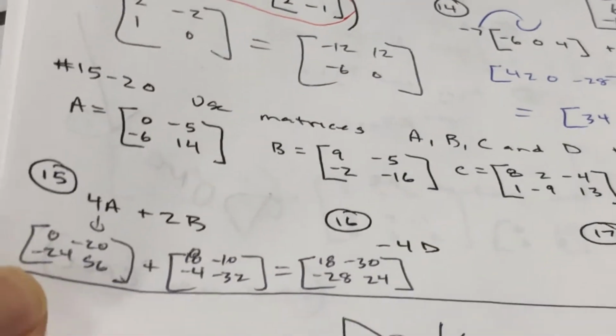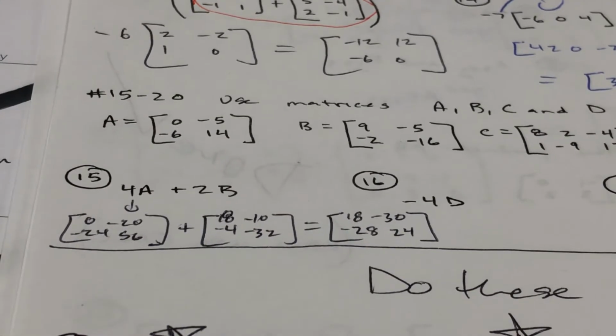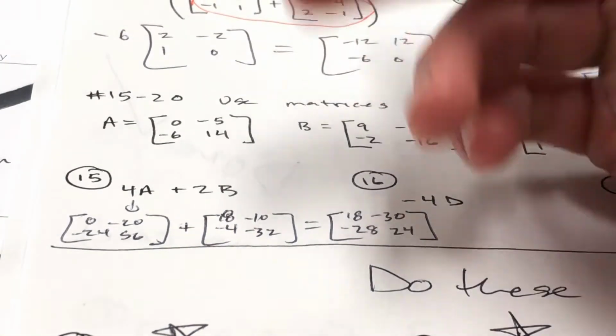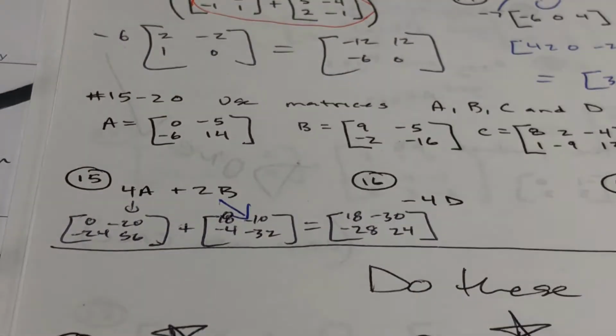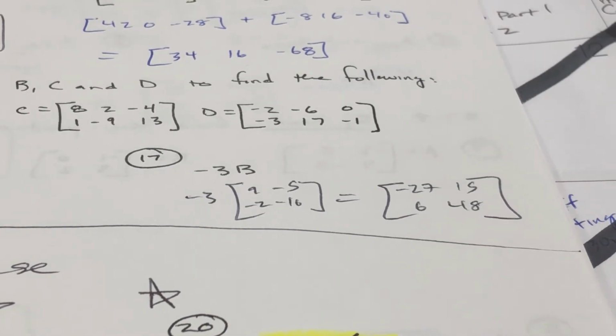All right, so on 15 and 20, given the 4 matrices, 2 are 2 by 2, 2 of them are 2 by 3. What's 4a plus 2b? Well, there's 4a, 4 times everything in a. There's 2 times everything in b. Combine them. On 17, here's -3 times b. There you go.